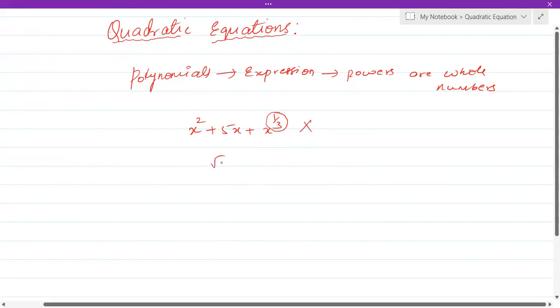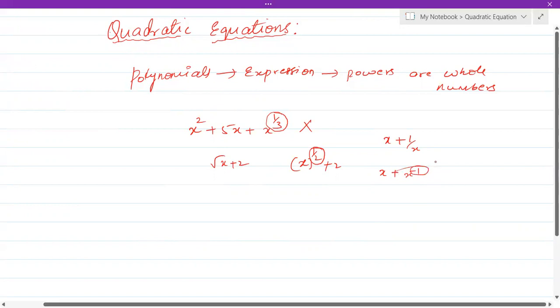Or let's take an example, root x plus 2. Root x in index form can be written as x to the power of 1/2, isn't it? So plus 2. Again, here the power is a fraction, so it cannot be a polynomial. Or let's take x plus 1/x. Usually all the variables must be in the numerator. So 1 by x, if you write it in the numerator, it will be in the form x to the power minus 1. So here minus 1 is a negative number which doesn't come in whole numbers.